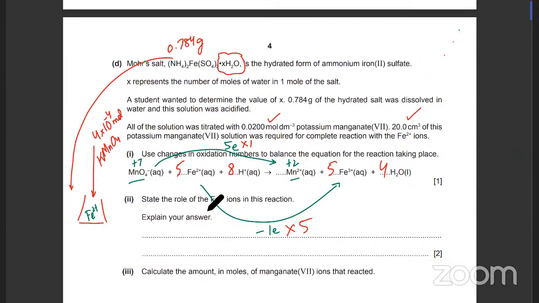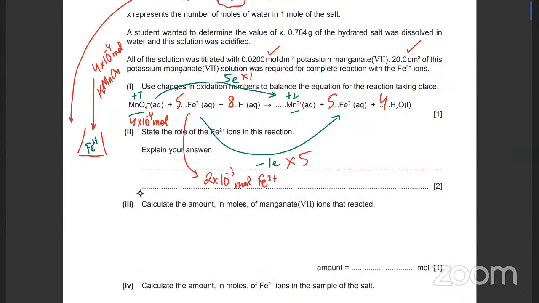Now, the other part: you've already figured out the moles of MnO4-, which is 4 times 10 to the power minus 4 moles. So how many moles of Fe2+ do you have? The ratio is 1:5, so multiply this by 5. What do you get? 2 times 10 to the power minus 3 moles of Fe2+. That pretty much sums up the question.